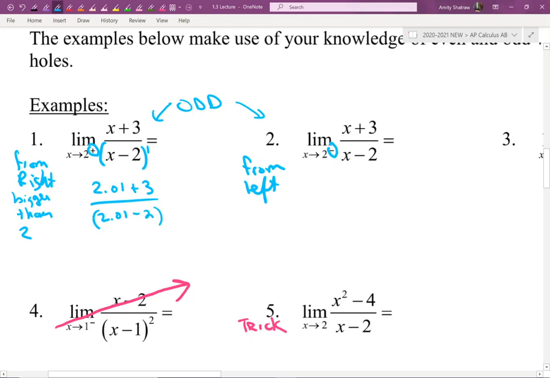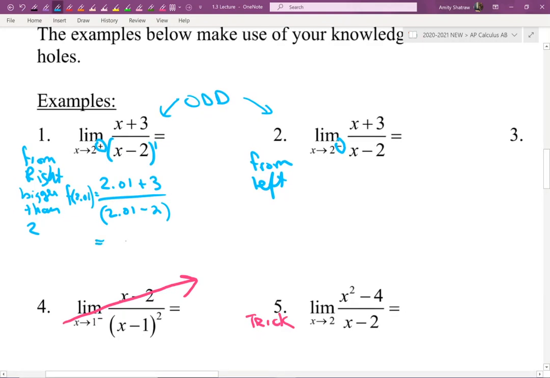And what am I about doing again? I'm evaluating this function at a number that is slightly bigger. So at 2.01, I just want to evaluate the function and see what I get. Now I'm not supposed to use a calculator, and it turns out you don't need one, because what you end up with on top is 5.01. 3 plus 2.01 is 5.01, and you take away 2 from 2.01 and you end up with a 0.01.